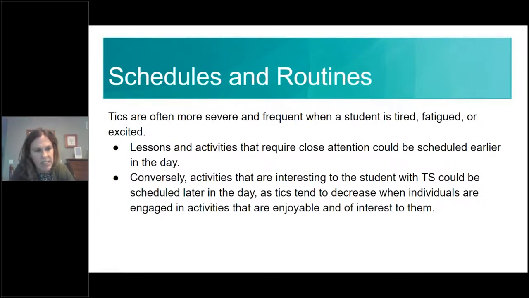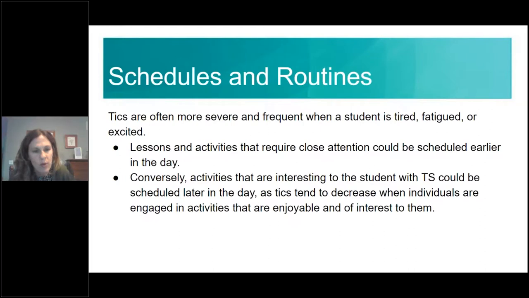Schedules and routines. Tics are often more severe and frequent when a student is tired, fatigued, or excited. This probably works a little better with elementary school, but even in high school, where you have a kid for 1 hour at a time, lessons and activities that require close attention could be scheduled earlier in the day or first thing in that hour. Conversely, activities that are interesting to the student could be scheduled later, as tics tend to decrease when students are engaged in activities that are enjoyable and of interest to them.